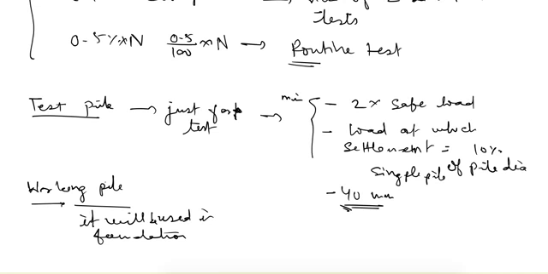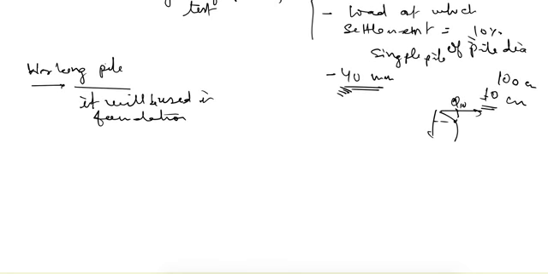Let's say the pile dia is 100 centimeter. From this criteria we will conduct the test up to which 10 centimeter settlement has taken place. So the load corresponding to 10 centimeter settlement, from this graph, is where we'll conduct the test. Similarly, in case of a group of piles, up to the load at which the settlement is 40 mm we'll conduct the test. So that was for the test pile.